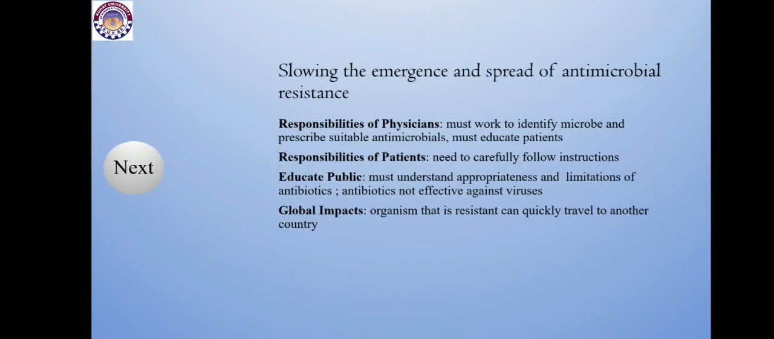How can we slow the emergence and spread of antimicrobial resistance? How can we stop it? Physicians have different responsibilities. They must work to identify the microbe and prescribe suitable antibiotics. They must perform different tests on patient samples, and based on the results prescribe these antibiotics. And what are the responsibilities of patients? They need to follow carefully the instructions given by the physicians. They should not take the antibiotics for 2 days and leave the rest over, while the course is 6 days.